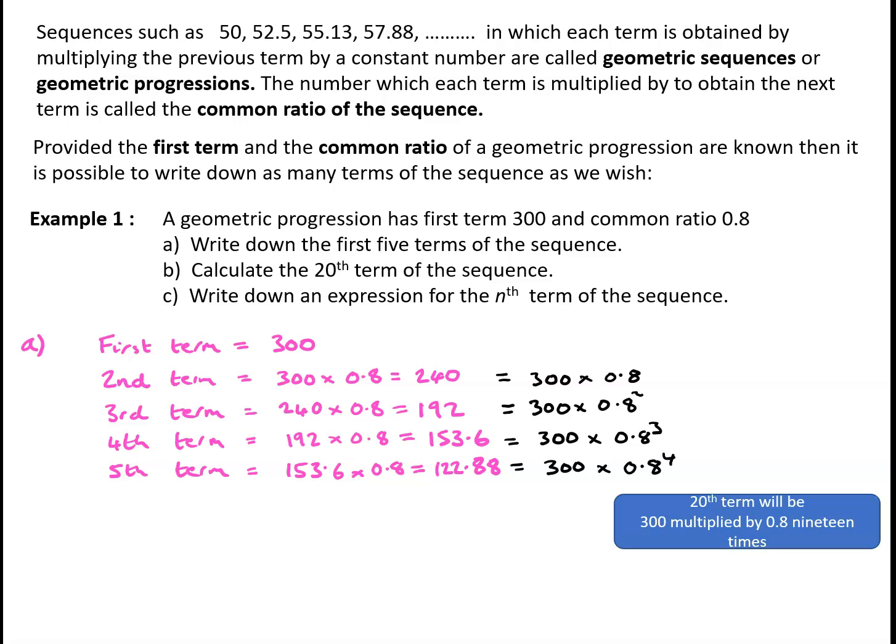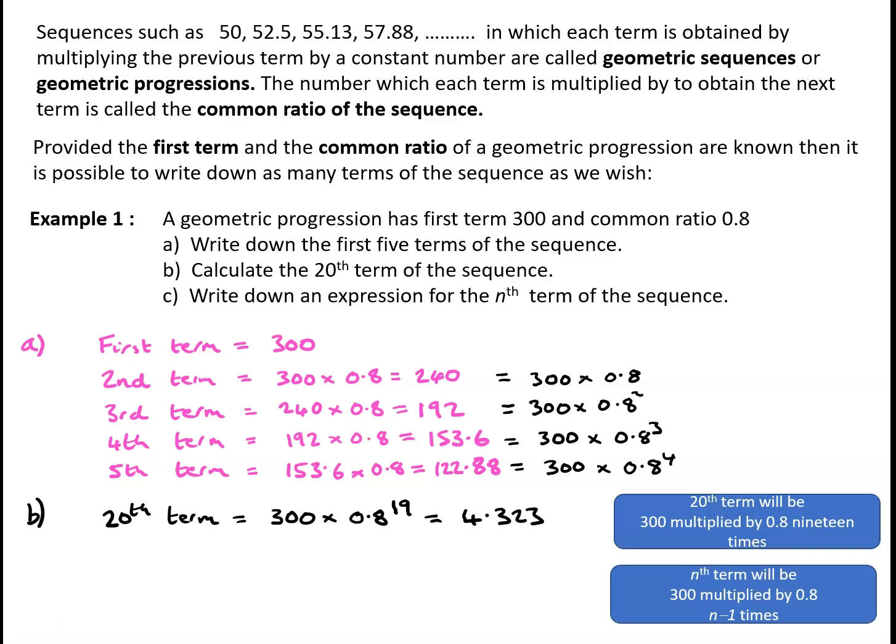So the 20th term is going to be 300 multiplied by 0.8, 19 times. In other words the 20th term is 300 times 0.8 to the 19, which is 4.323 to 3 decimal places. And the nth term is going to be 300 multiplied by 0.8, n minus 1 times.